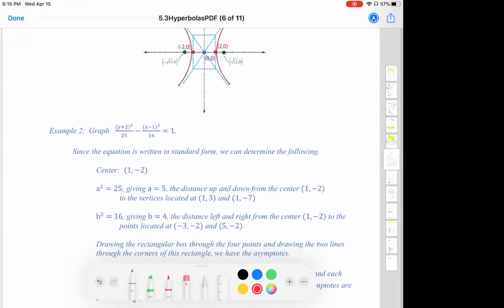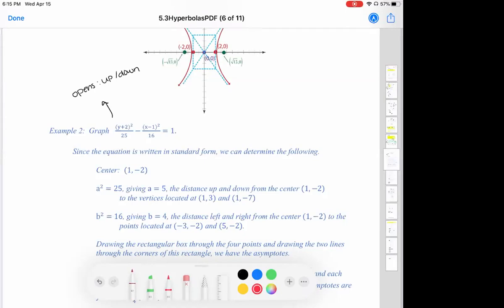Example 2. Graph y plus 2 squared over 25 minus x minus 1 squared over 16 equals 1. Okay, first thing you have to determine, which way does your hyperbola open? I'll wait for a response. Up and down. It opens up and down. Thank you. Opens up and down. And we know this because we start with a y, and y goes up and down.